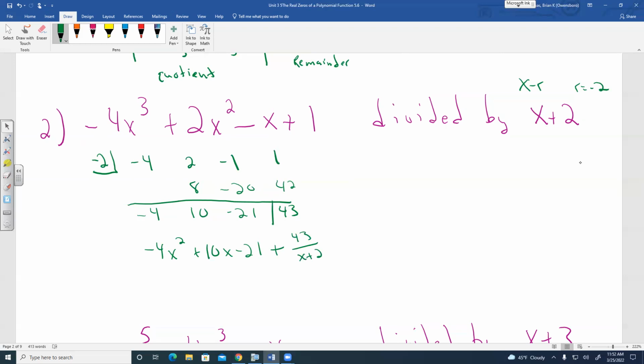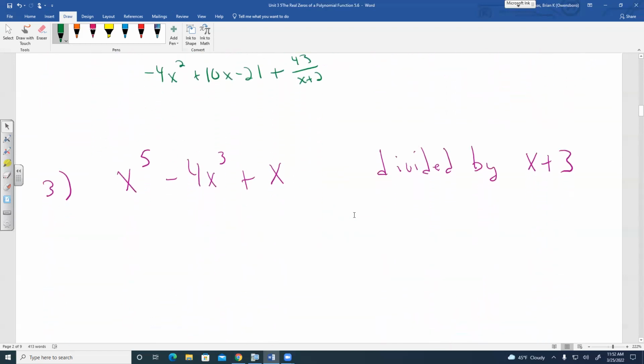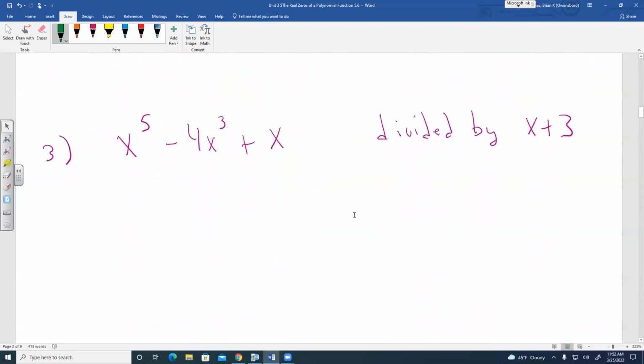So they may write it that way as well, or just a remainder of 43. Just depends. So if I want to do this problem here, x to the fifth minus 4x to the third plus x divided by x plus 3. Again, we're using this form x minus r. So if we see a plus 3, r is actually going to be a negative 3. So when I use synthetic division, we use negative 3 here.